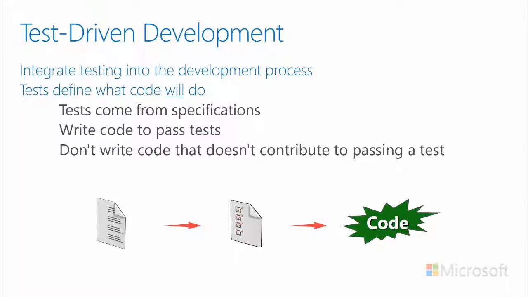So test-driven development. It's integrating testing into your development process, but doing it in an interesting way. Your tests define not what the code is doing, but what the code will do. It's a future look. Yeah, exactly. And so in this case, you're not saying, I have code and I'm going to have my tests do something based on my code. It's the opposite. It's saying my tests will say what my code is going to do.